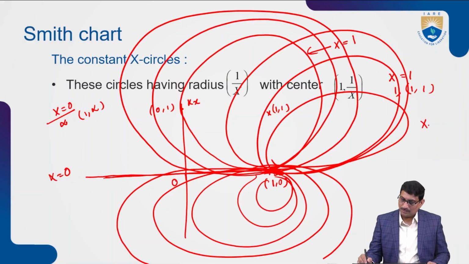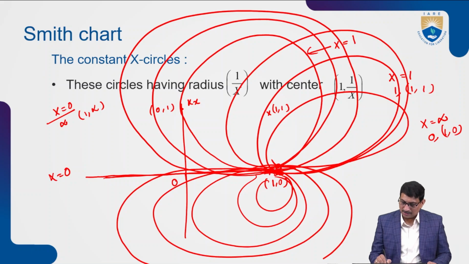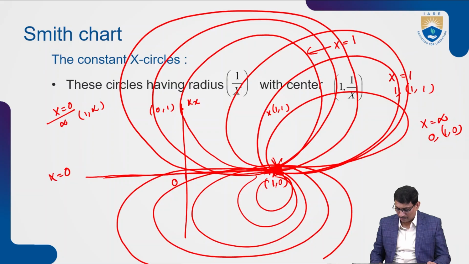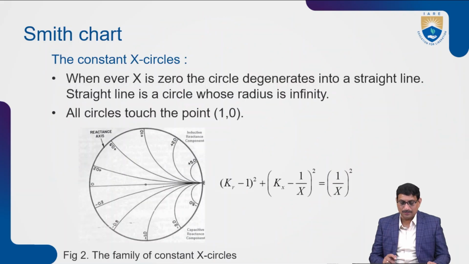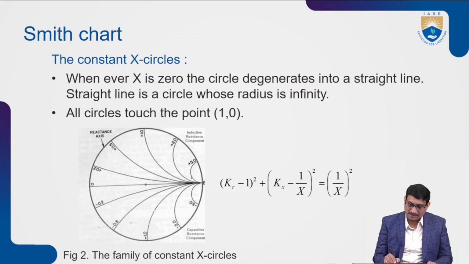If x is equal to infinity, the radius is 0 and the center is at 1 comma 0. 1 comma 0 is nothing but this one, and the radius being 0 means it is the point itself. So here also all the x circles touch the point 1 comma 0. Let me see this neatly here. I am taking only a portion, the half portion, of the x circles. I am not drawing it here. The R equal to 0 circle is taken. This is the outermost circle.